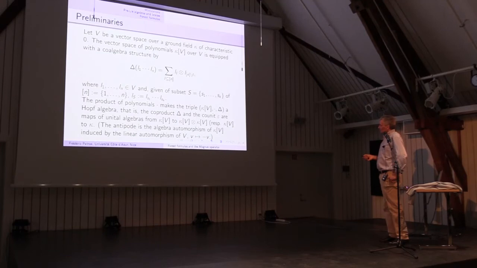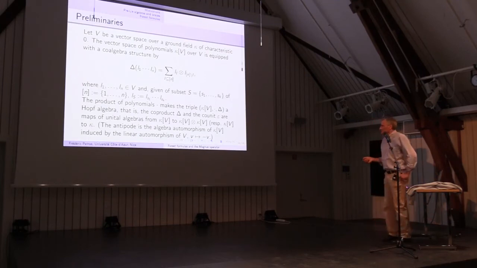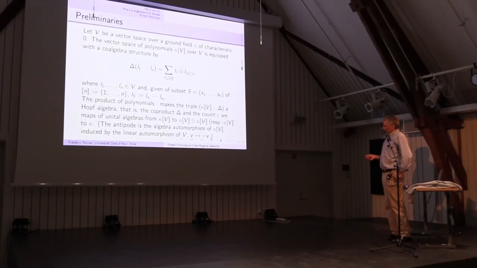So introducing the coproduct makes the algebra of polynomials, with the usual product and this new coproduct, a Hopf algebra. Concretely, for those of you who don't know what a Hopf algebra is, it means that this coproduct map from K of V to K of V tensor K of V is a map of unital algebras from K of V to its tensor product with itself.